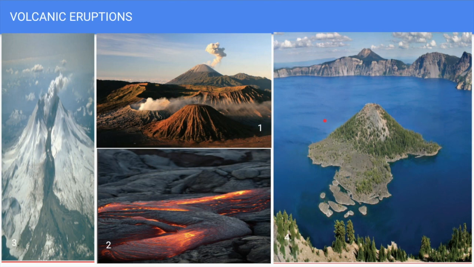This is a view of volcanoes in Lake Oregon, and this volcano is not active, so it is extinct. This volcano has erupted in the past and has created this mini island in the middle of the lake.